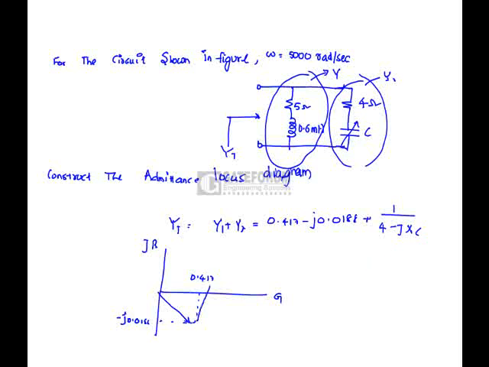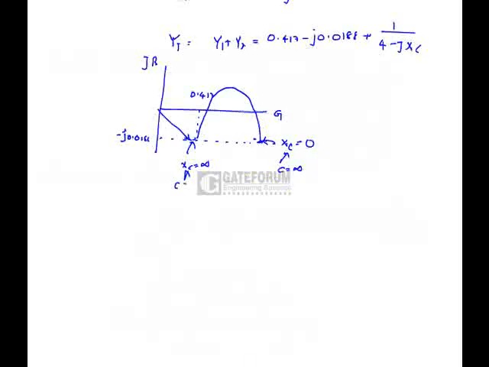So it is kind of a semicircle. Here, this point is Xc is 0. This is Xc is infinite. That means Xc is going to be 0 whenever C is infinite. This is C is 0. That is, this is the correct admittance locus diagram for the given network.